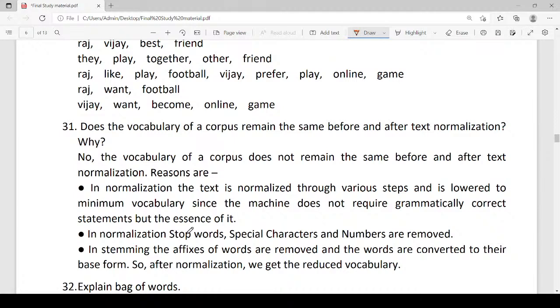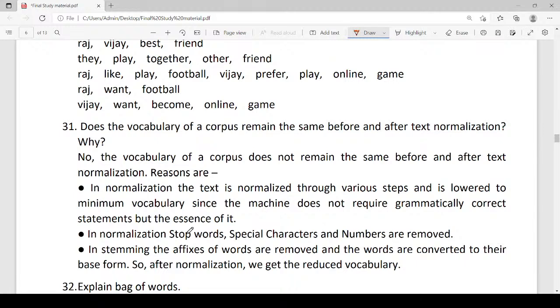Now the next question to you all is, what is bag of words? Now there is an algorithm, bag of words. What is bag of words algorithm? You have come across this question.